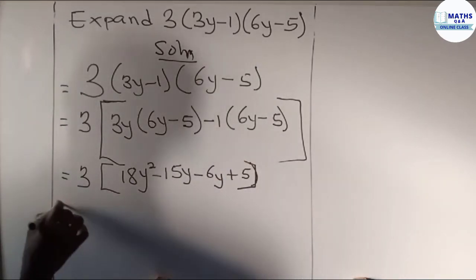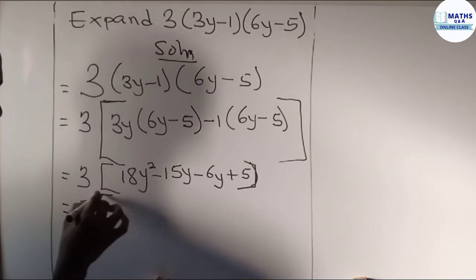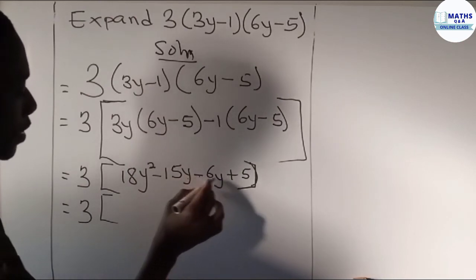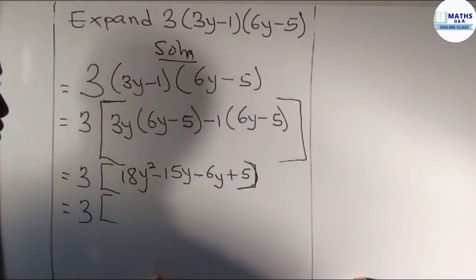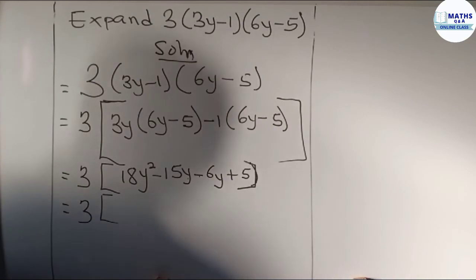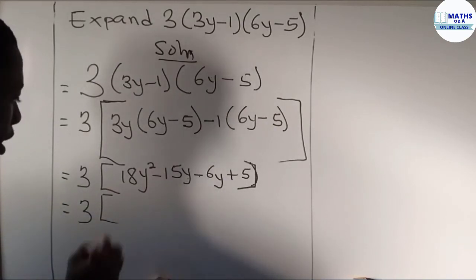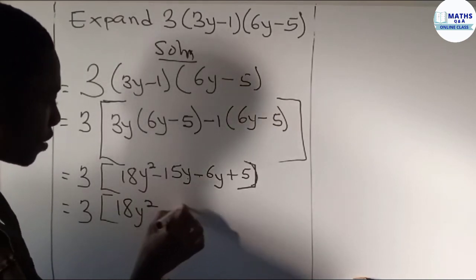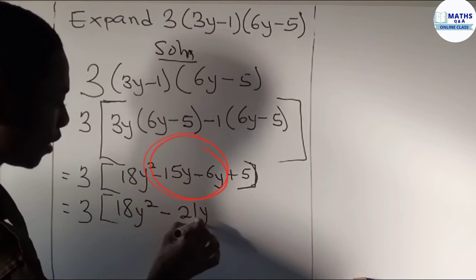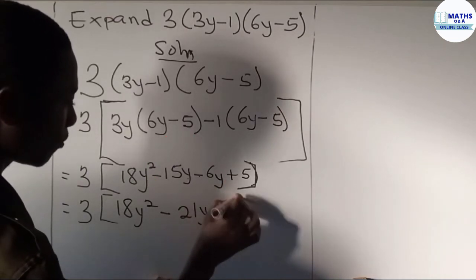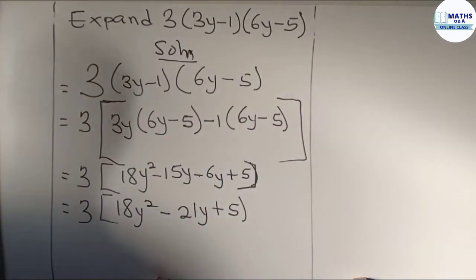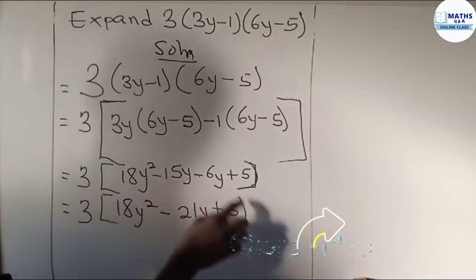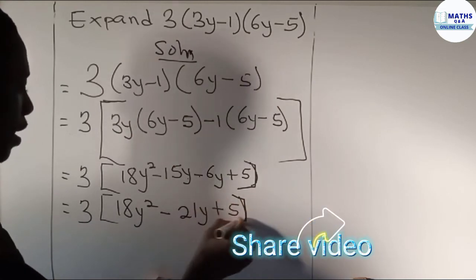Okay, so we have 3 multiplying the bigger brackets. Negative 15y minus 6y gives what? We get negative 21y, right? So we have 18y squared, then minus 21y, then plus 5. So the results that we've had here, we are going to multiply that by 3. We are going to multiply the entire results we've had here by 3.